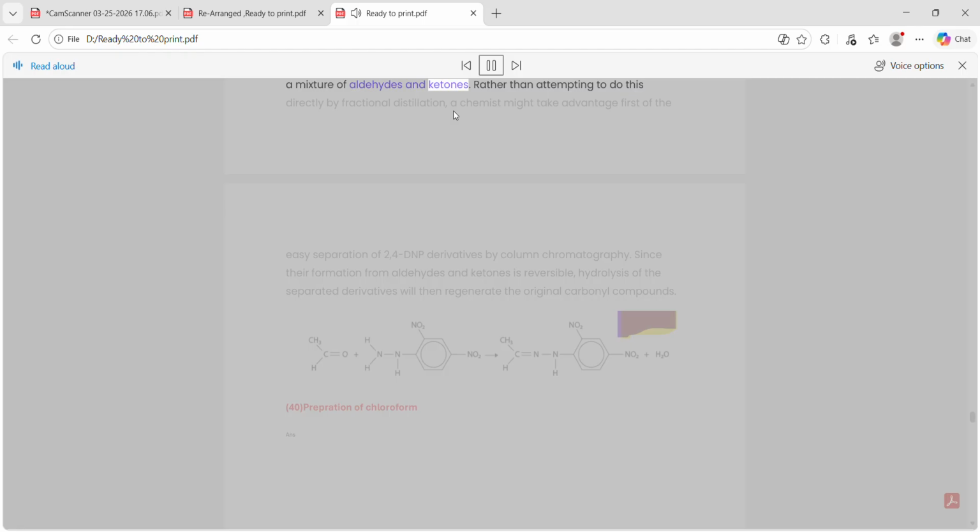2,4-DNP. 2,4-DNP derivatives offer a convenient way of separating the components of a mixture of aldehydes and ketones. Rather than attempting to do this directly by fractional distillation, a chemist might take advantage first of the easy separation of 2,4-DNP derivatives by column chromatography. Since their formation from aldehydes and ketones is reversible, hydrolysis of the separated derivatives will then regenerate the original carbonyl compounds.